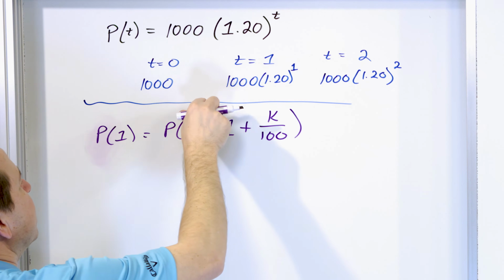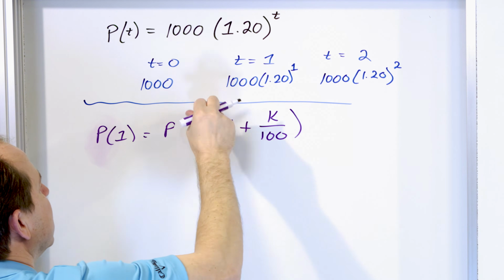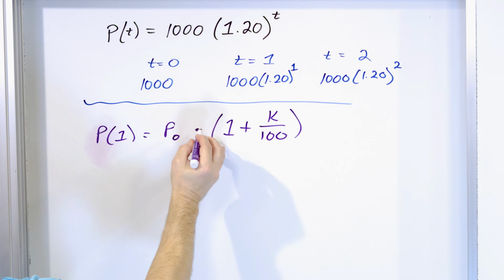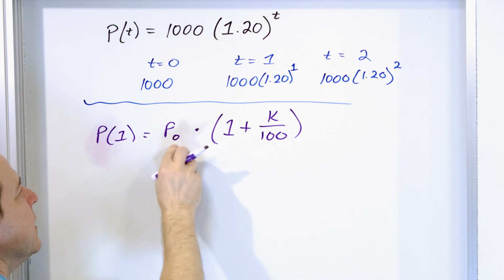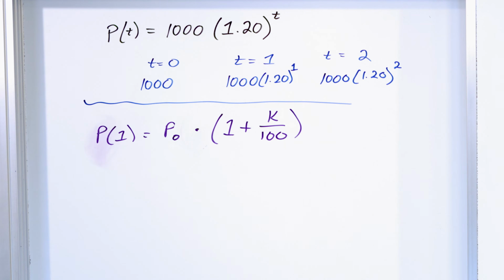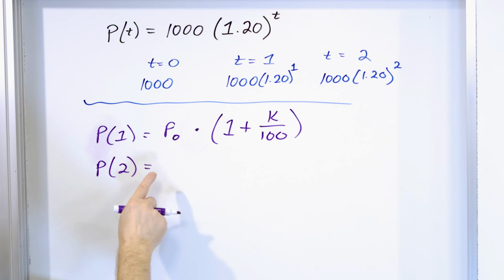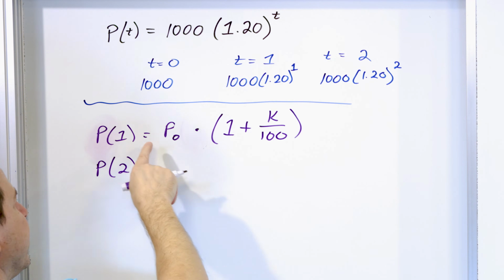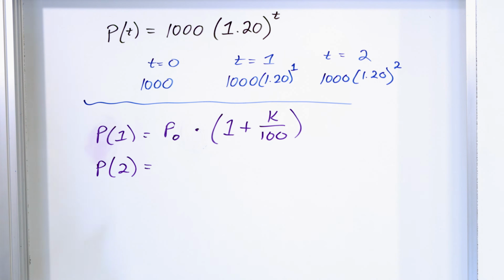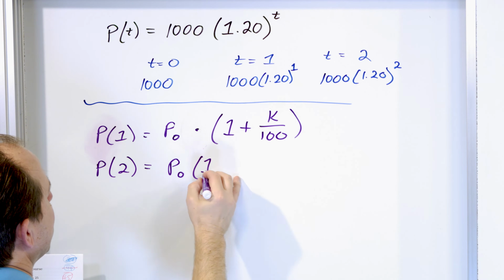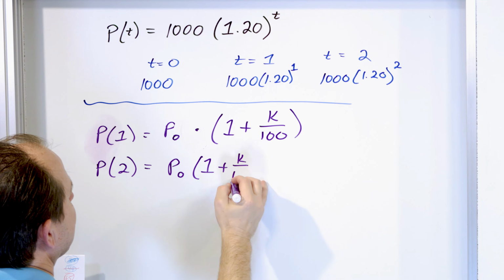And then you're multiplying by the initial population here. If you don't like the P of 0 here, then a lot of times what you'll see in books is you'll call it P naught. So this is the initial population times some percentage. And then what would the population be at 2 months? Well, it would be what you started with at 1 month, and then you'd multiply again. So it would be P sub 0 times 1 plus k over 100.